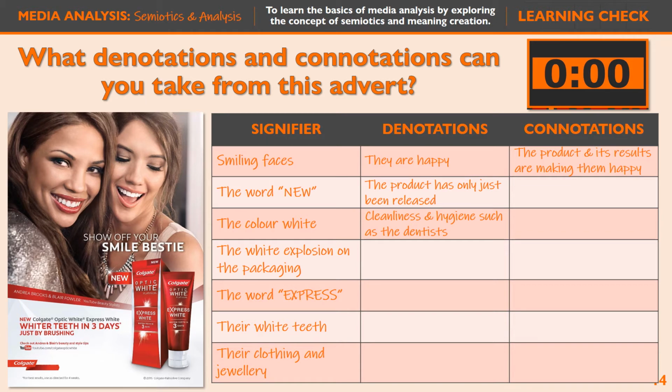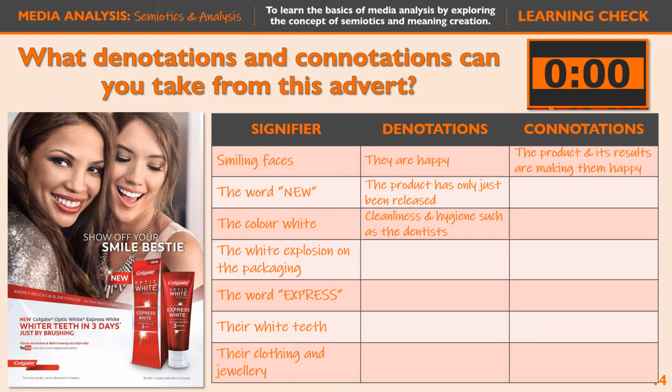As always, now it's over to you to put these skills into practice. Here we have an advert for a Colgate toothpaste. Now, the first thing to do is to annotate it. Now, as I said before, you can put the product in the middle of a page and write your notes around it, or you could do it in a table like this.